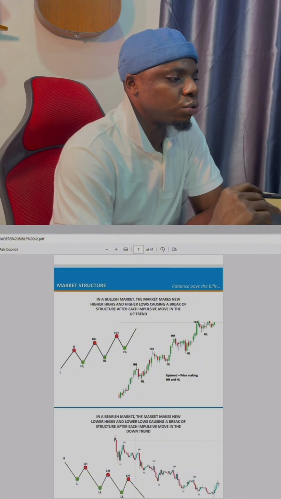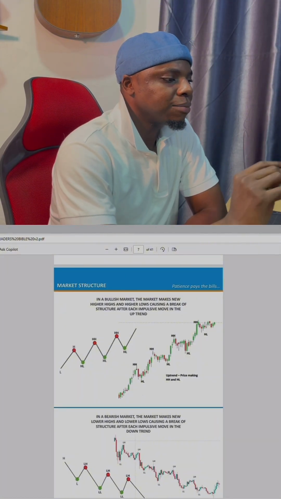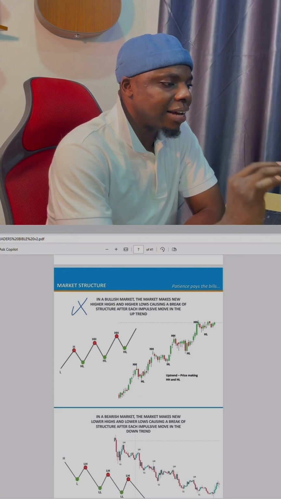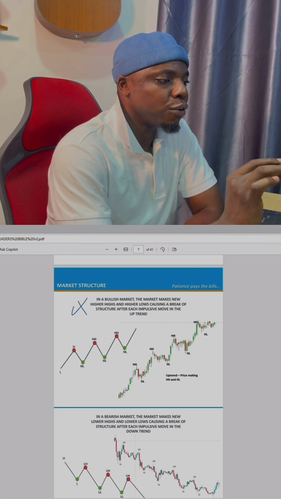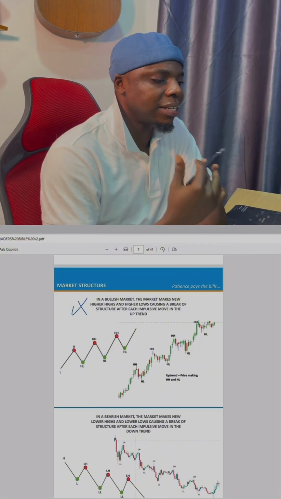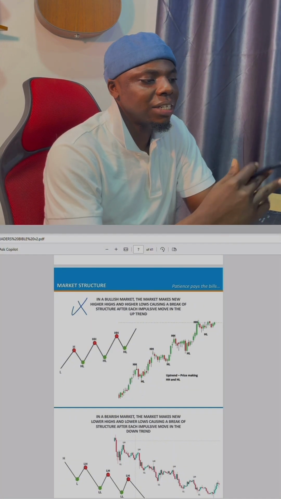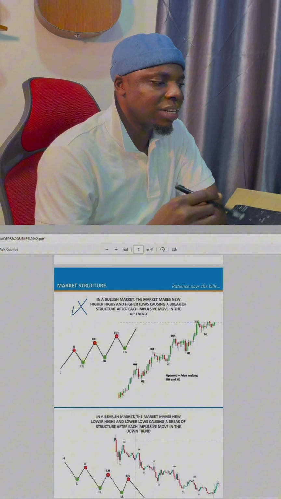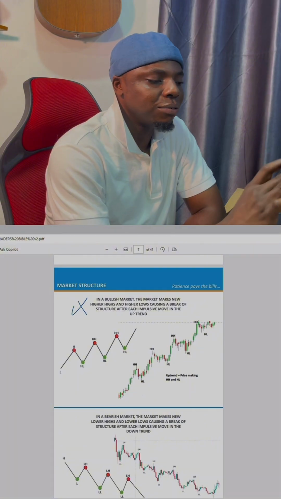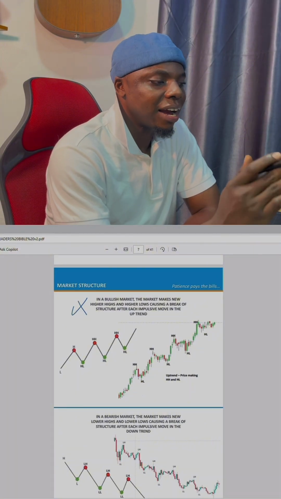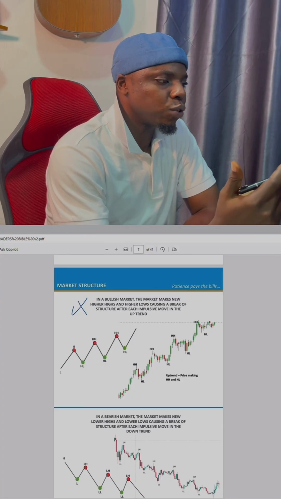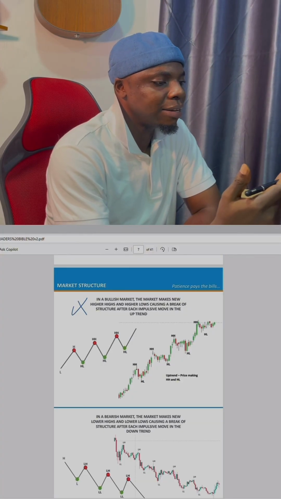So looking at market structure, based on what we have here, we said that in a bullish market, the market makes new higher highs and higher lows, causing a break of structure after each impulse movement. I know we were talking about impulse movement the other time, and this is where we get to understand the impulse and also the correction movement. Now, in a particular trend, either uptrend or downtrend, the market will be creating higher highs and higher lows, or lower highs and lower lows. For the sake of what we have here, it is a bullish movement.